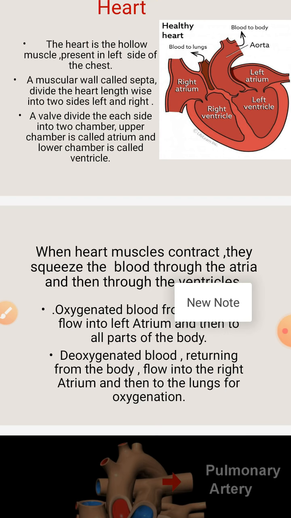When heart muscles contract, they squeeze the blood through the atria and then through the ventricles. Oxygenated blood from the lungs flows into the left atrium and then to all parts of the body. Deoxygenated blood returning from the body flows into the right atrium and then to the lungs for oxygenation.